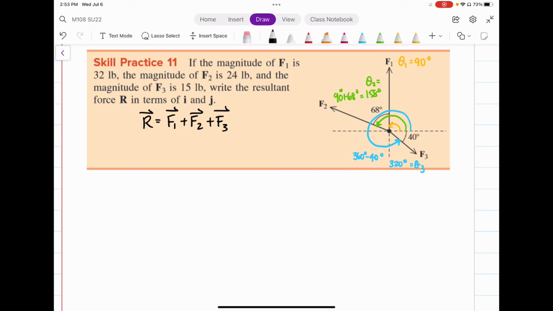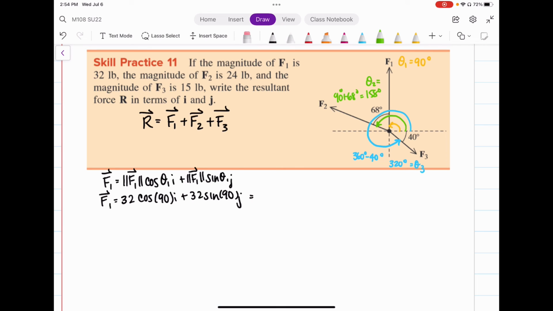Let's find our individual force vectors first by taking the magnitude of the vector times the cosine of theta, i, plus the magnitude of the vector times the sine of theta, j. Force vector 1 is then 32 cosine 90 i plus 32 sine 90 j. From the unit circle, I know that the cosine of 90, or the cosine of pi over 2, is 0, and the sine of 90 is 1, which means that force vector 1 is 32 times 0, i, and 32 times 1, j, or just 32j.